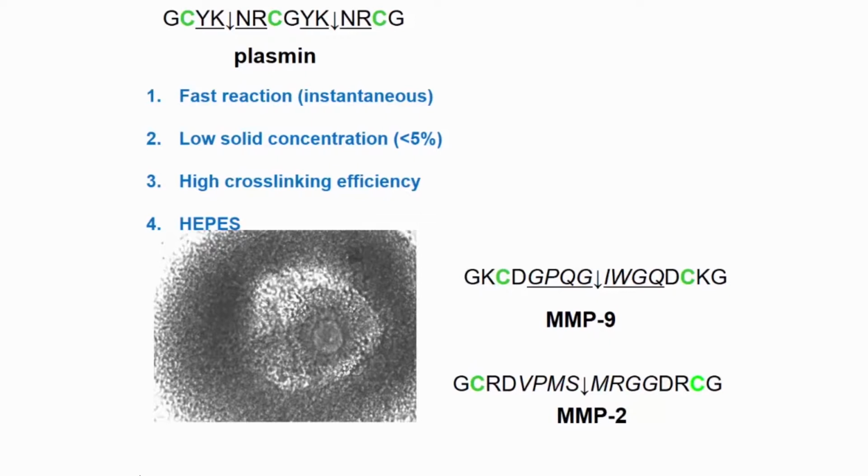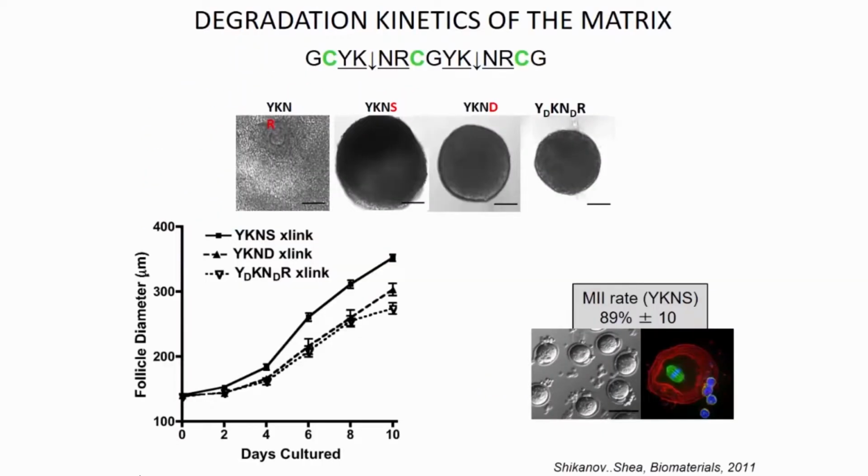We also used MMP9 sequences, so matrix metalloproteinase 9, or we can use MMP2 sequences, so you can really play and find the sequence that would work for your species. For mice, we went back to the plasmin-sensitive sequence. So this is a native sequence found in fibrin gels, like blood clot. And then this YKNR was too fast.